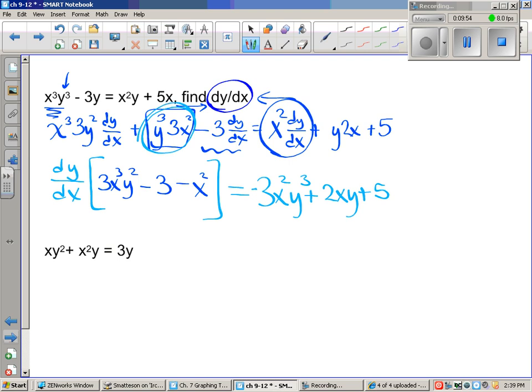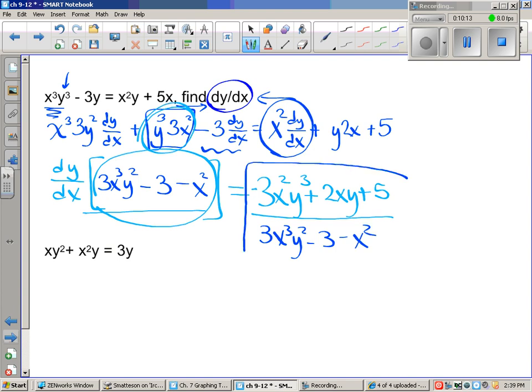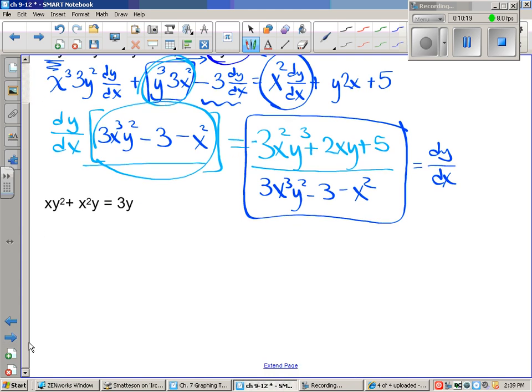Now, if I want to solve for dy/dx, what have I got to do with all of this? Good, divide. So I'm going to divide both sides by that amount. And so this whole piece is going to appear right below. And this would be my final answer. This is what equals dy/dx. Fancy, huh? Let me just do one more with you.